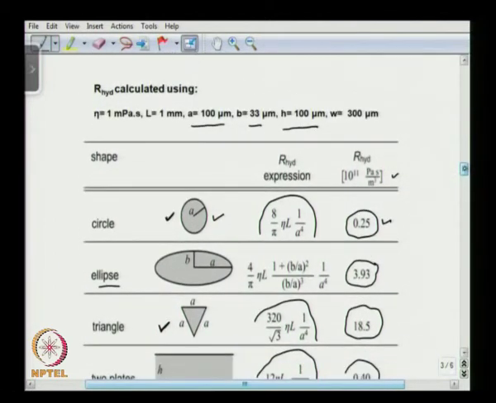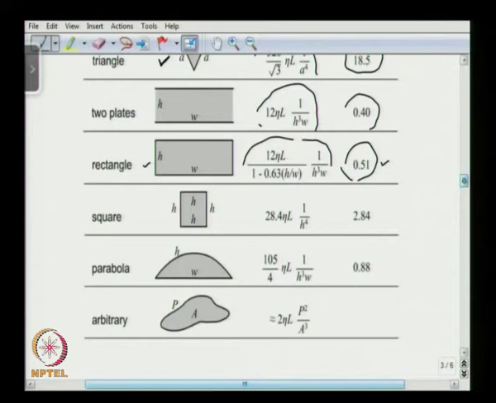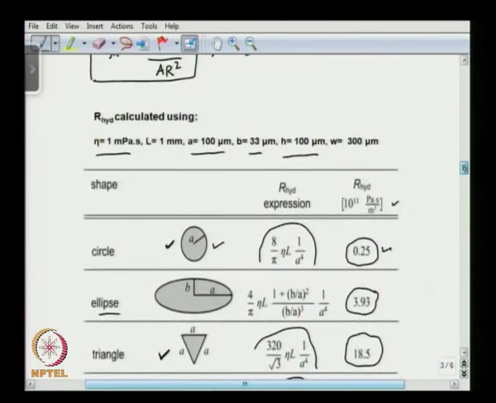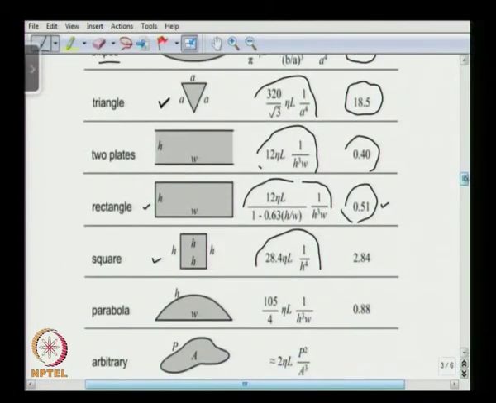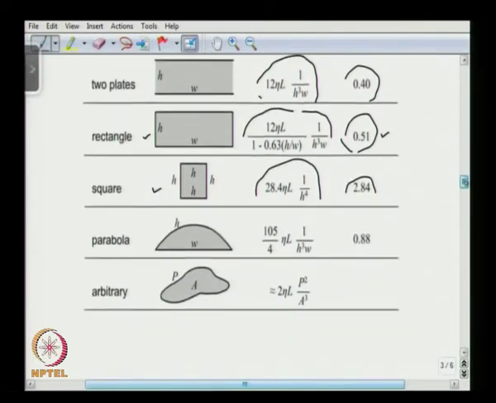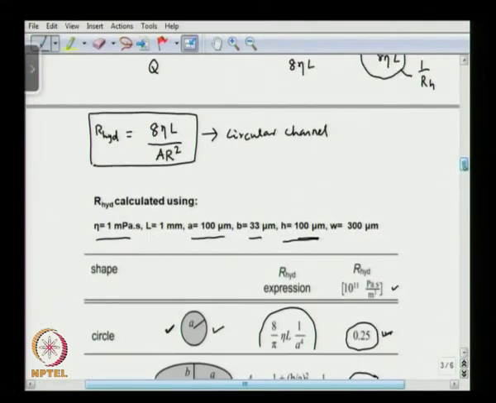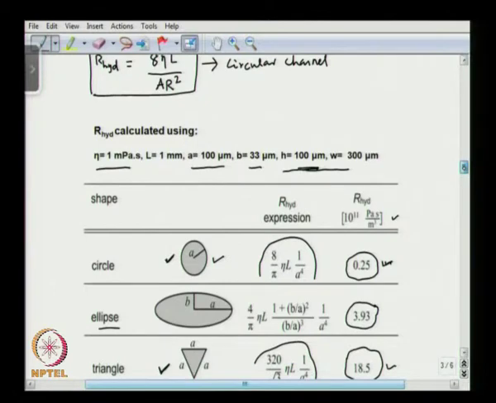And for all cases we are considering viscosity to be 1 millipascal second. Next, for the rectangular cross section, this is the expression, and the resistance is not very different compared to the parallel plate case. In case of a square channel cross section, this is the expression, and for a square cross section of each side 100 micron, the resistance is 2.84. It is definitely higher than the circular cross section, but lower than the triangular channel cross section. And here is the expression for the hydraulic resistance in case of a parabolic channel, and this is its value when H is 100 micron and W is 300 micron.